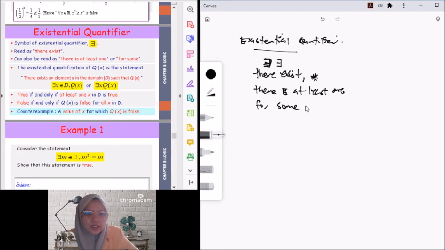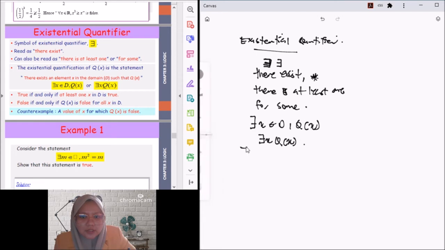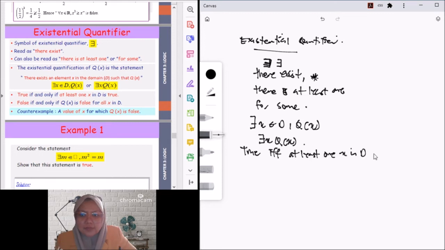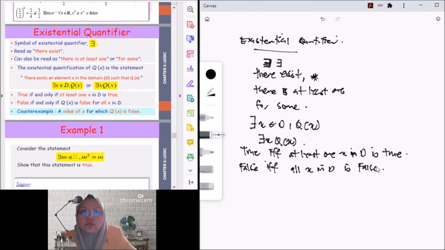So the statement is written as there exists x in a domain D such that Q(x). This statement is true if and only if at least one x in D is true, and the statement is false if and only if all x in D are false. So the counterexample for this existential quantifier is to show that the statement is false.